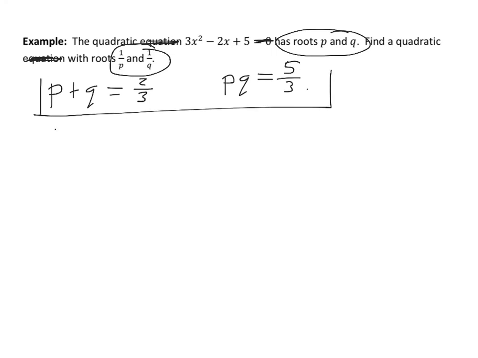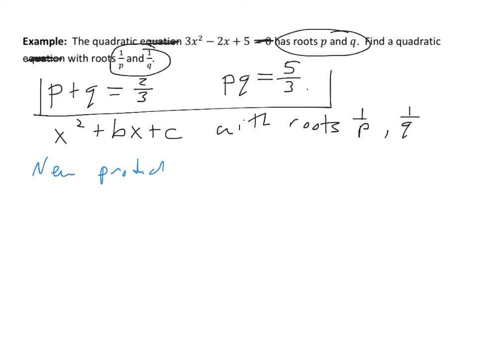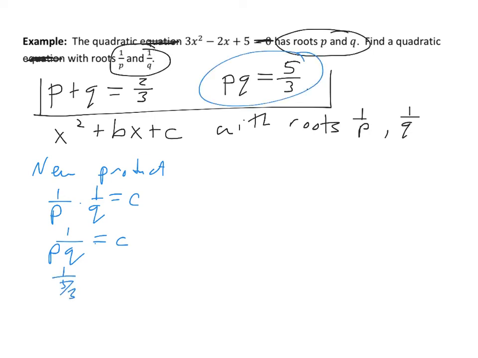Now I want to find x squared plus new b x plus new c with roots 1 over p and 1 over q. I'm thinking that the product, as we noticed last time for the hard ones, seems to be easier to figure out first. So my new product would be 1 over p times 1 over q, and that's supposed to equal c. So 1 over pq has to equal c, but pq was 5/3, so 1 over 5/3 has to be c. That means c is 3/5.